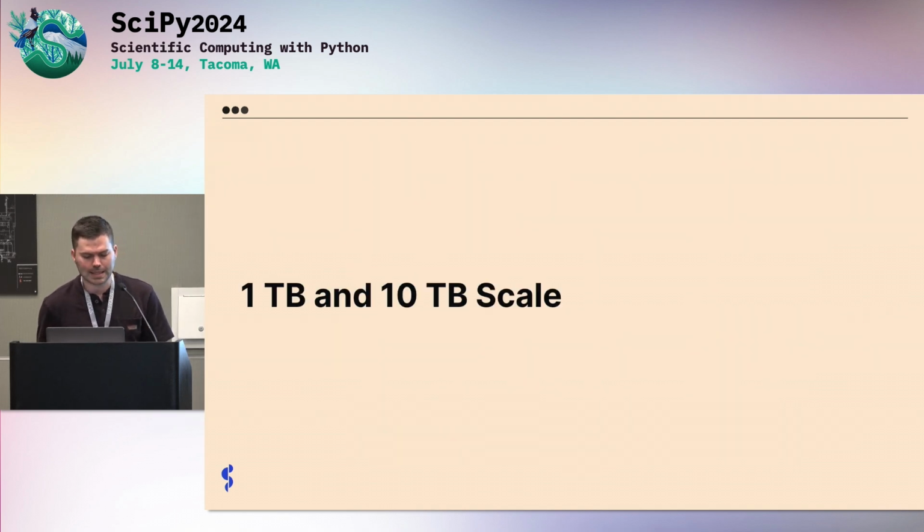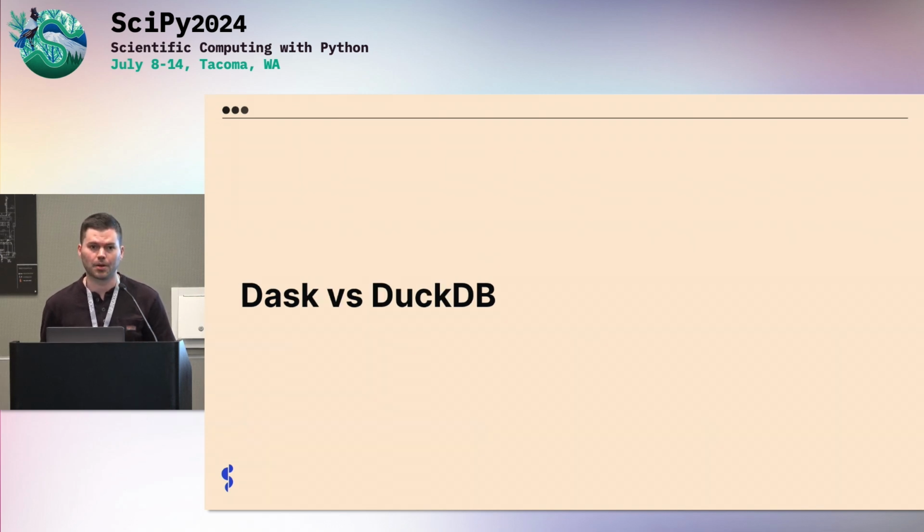For the terabyte and 10 terabyte scale, Polars just did not perform well at scale, so things get complicated, I guess, is the main answer. So we're not going to include Polars in these plots, and for reasons that I'll mention in a minute, we're also going to start doing pairwise comparisons.